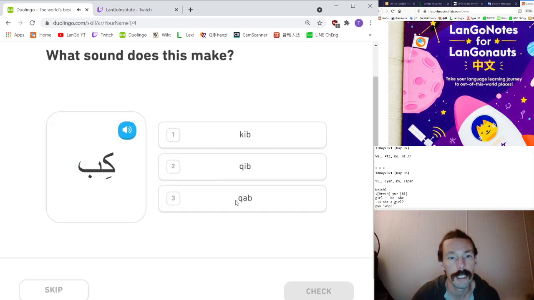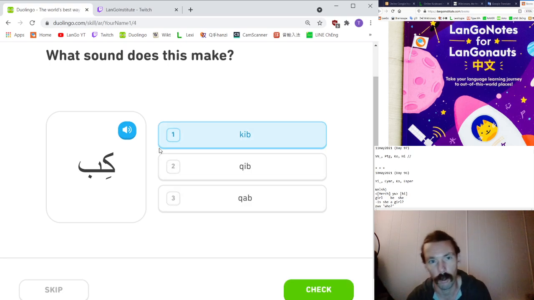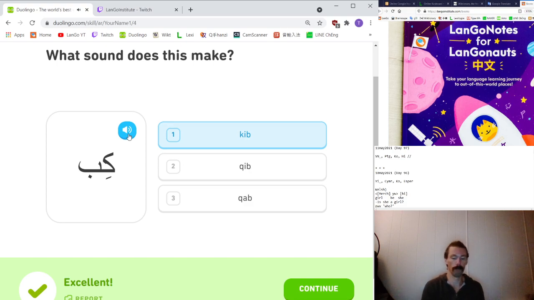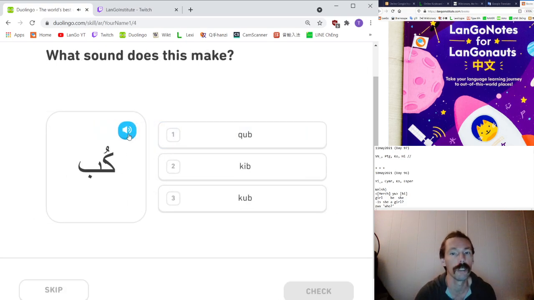Kib. This is a K, the velar one. No such effect on the vowel. Kib. The tongue is in a high position, so it can do a high vowel quite easily. Kib. Kub. Same thing.